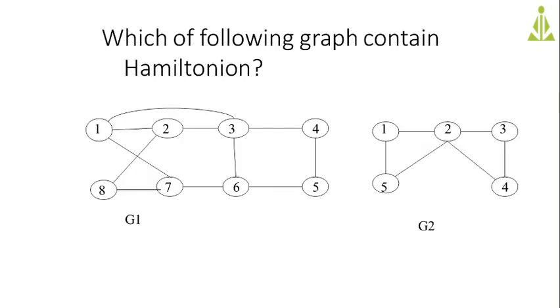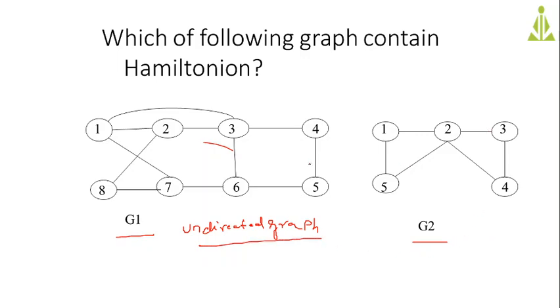So this is a graph. Two graphs are here, as you can see on the screen, G1 and G2. G1 has the nodes 1, 2, 3, 4, 5, 6, 7, 8. Eight nodes are there and all are connected. This is called an undirected graph because it does not have any arrow showing where it is going. We can go from 1 to 2 or 2 to 1. So this is an undirected graph.